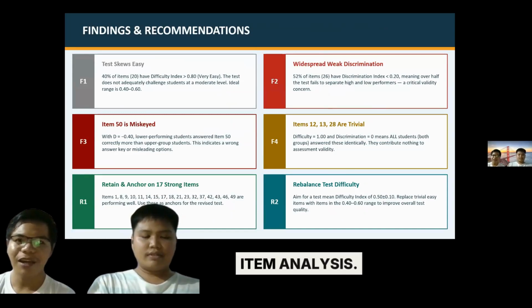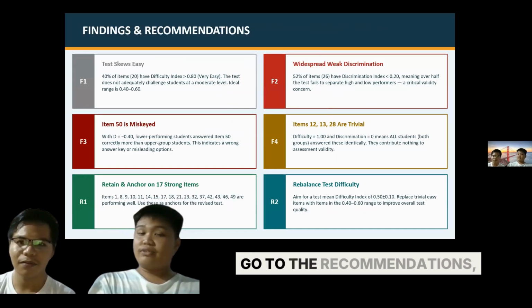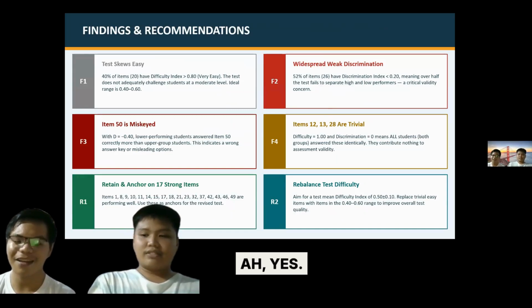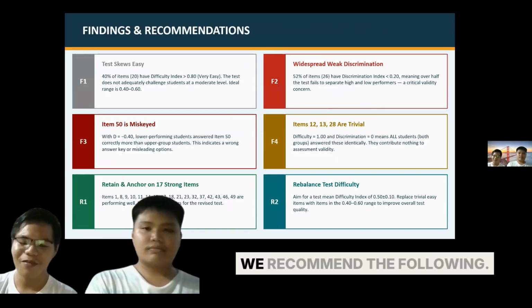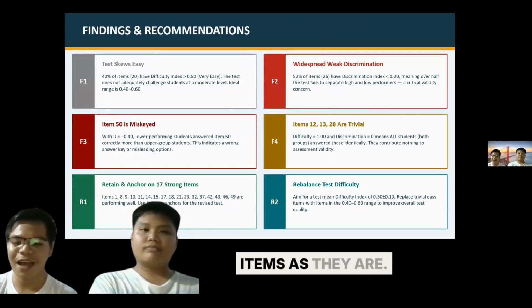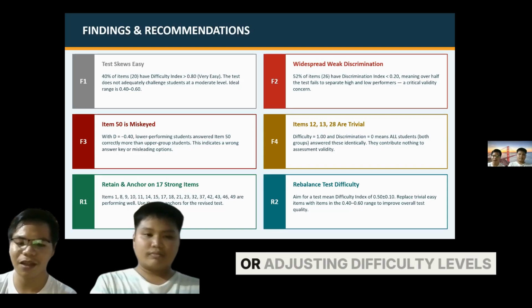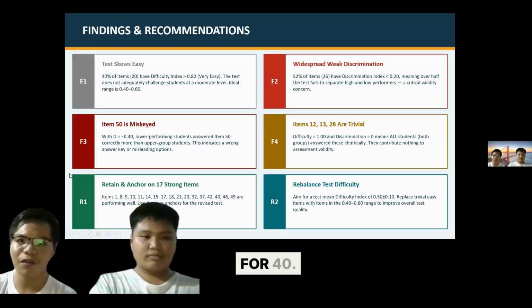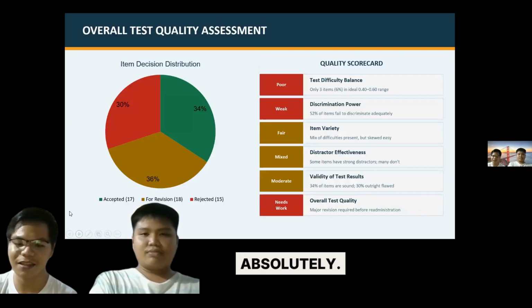Oh, I think we go to the recommendations, partner. Yes. That's right. Based on our findings, we recommend the following. Retain the 17 accepted items as they are. Revise the 18 items by improving distractors or adjusting difficulty levels for future use. And then reject and replace the 15 flawed items.